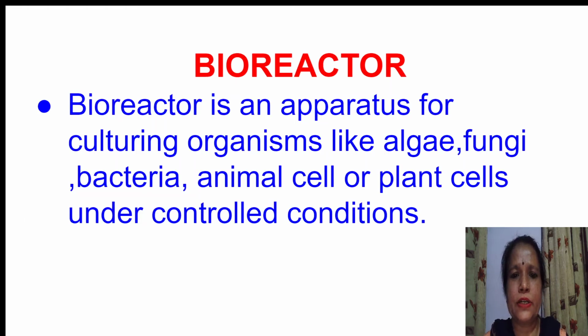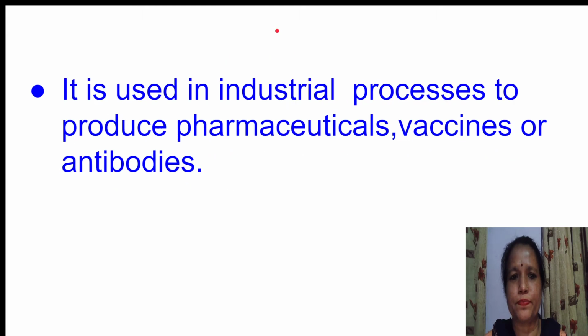Now let us study the bioreactor. A bioreactor is an apparatus for culturing organisms. We can culture algae, fungi, bacteria, animal cells or plant cells under controlled conditions in a bioreactor. Bioreactors are used for industrial processes. We can obtain several types of industrial products from here.